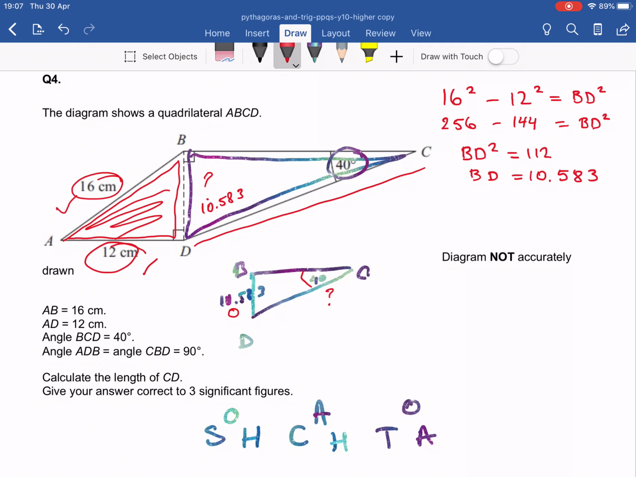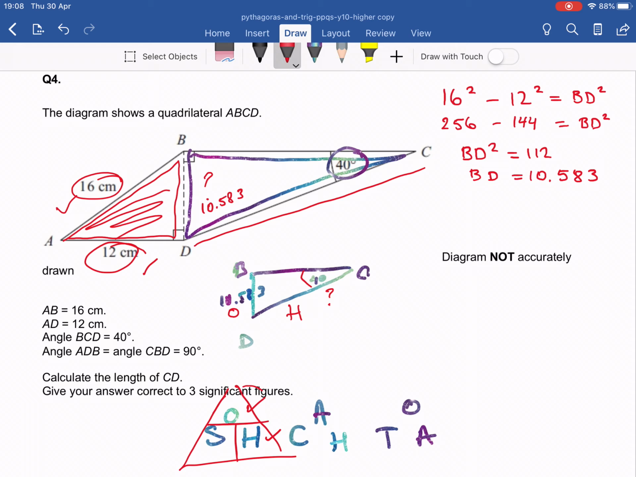I don't know this one. This CD is the hypotenuse of the triangle, so I label it H. I don't care about BC. They don't ask me anything about it and they don't give me any information about it, so I'm not going to label it. Then I check my trig ratios and I see that SOH has O and H in it. That means that's the one I'm going to be using.